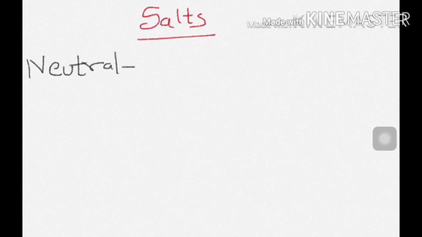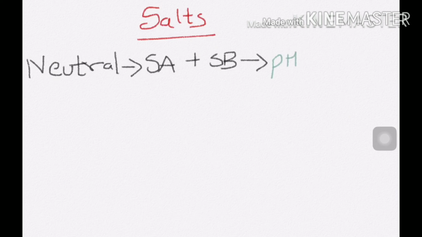First is the neutral salt. Neutral means pH is 7, which is obtained by reaction of strong acid and strong base. We will definitely see the examples. We have studied the examples in fact, but for now let us just study this. Neutral means pH is 7.